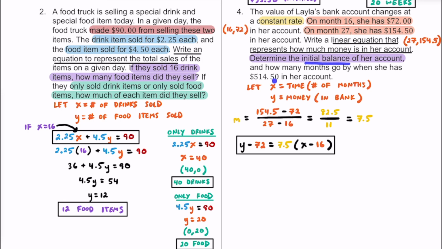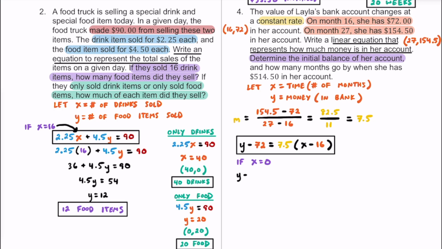So that means that x is going to equal 0. And we're going to figure out how much she had before she started saving money here. So let's take x equals 0 and plug that into our linear equation, and we can figure out how much money, or y, she has when we started. So if x equals 0, or we're talking about the initial balance, let's plug that in.